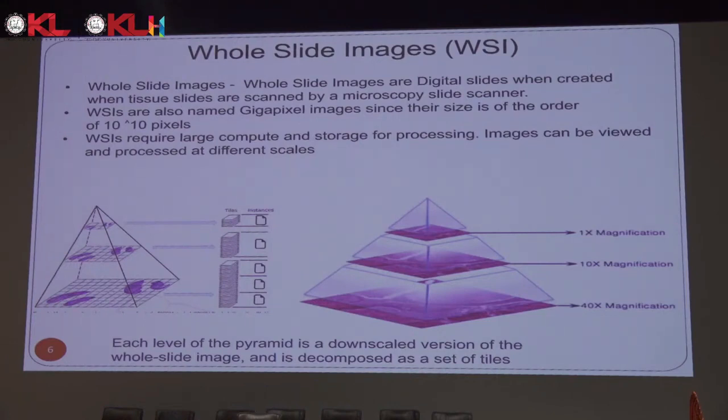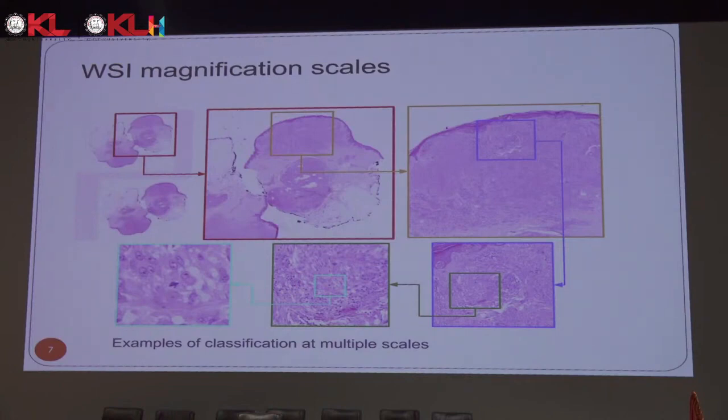Basically, you have a stack of tiles at this level of scale. This is 8x, 10x, and 40x magnification. At this level we have this many tiles, and as the magnification increases, the number of tiles increases. So this is a constraint that we have to work with. We will have to work with tiles, and this is an example of a whole slide image at 1x magnification.